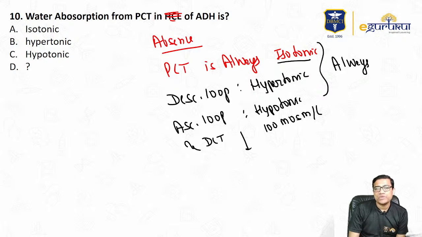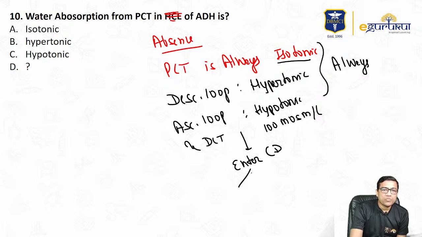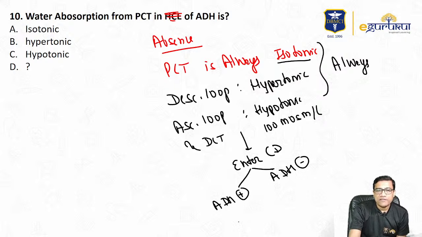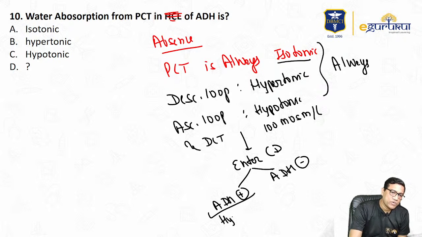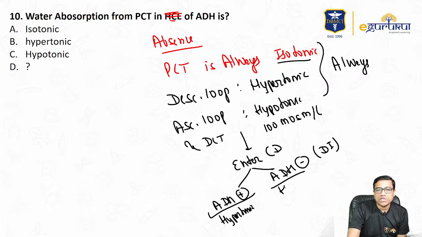This hypo urine enters the CD, and there are two possibilities: either ADH is present or ADH is absent. If ADH is present, it will absorb the water, and as it absorbs the water, hypertonic urine will be formed. And if ADH is absent, like in diabetes insipidus, you cannot absorb the water, so now it will be hypotonic.